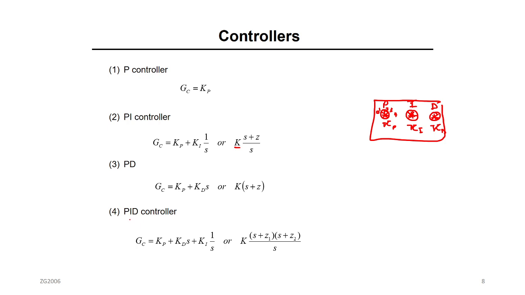The PID controller is also popular, but this is the most complicated because it has a proportional, it has a derivative, and it has an integrator. Okay. In this case, you will have two first order zeros and one pole at the origin. Okay. One pole at the origin.